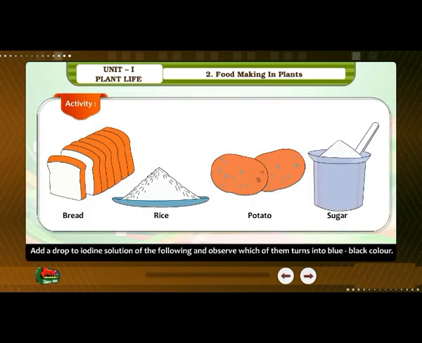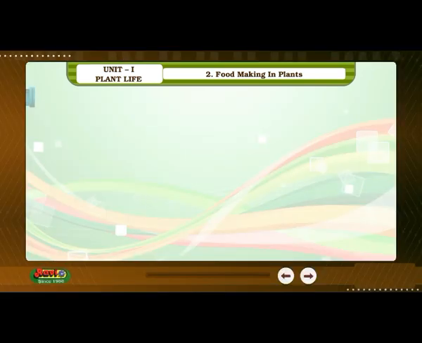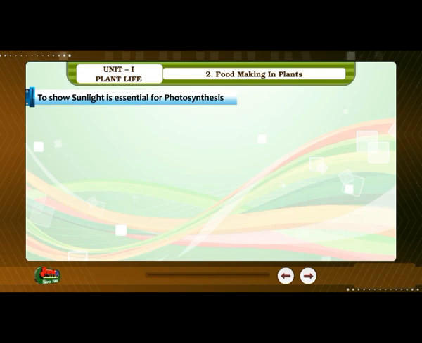Activity: add a drop of iodine solution to the following and observe which of them turns blue-black. To show sunlight is essential for photosynthesis.